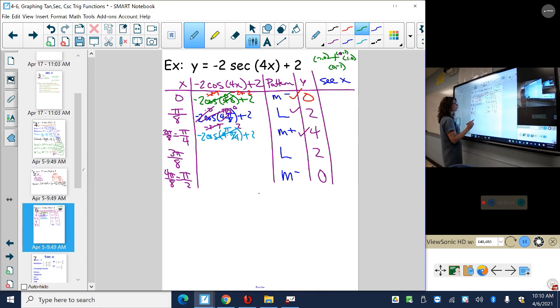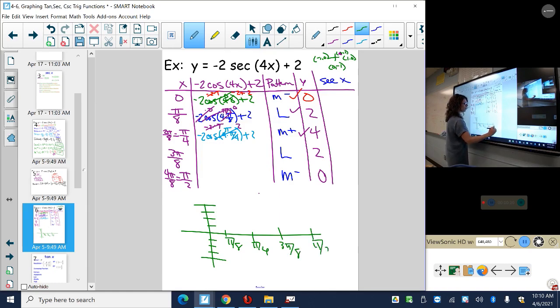I'm going to be having 1, 2, 3, 4, 1, 2, 3, 4, and I'm going to be at 0, pi over 8, pi over 4, 3 pi over 8, and pi over 2. Okay? So, if I graph this at 0, I'm at 0. At pi over 8, I'm at 2. At pi over 4, I'm at 4. At 3 pi over 8, I'm going to be at 2. And at pi over 2, I'm at 0. So this is what the graph looks like.